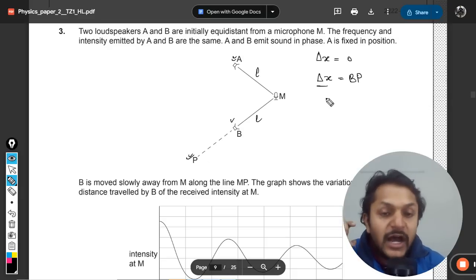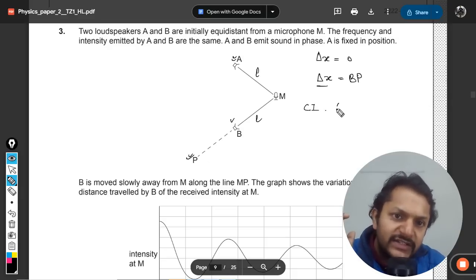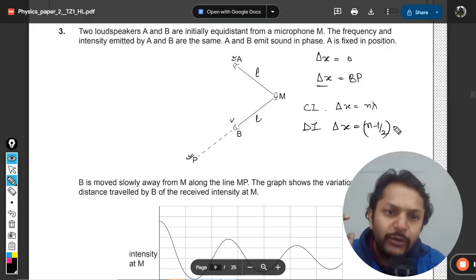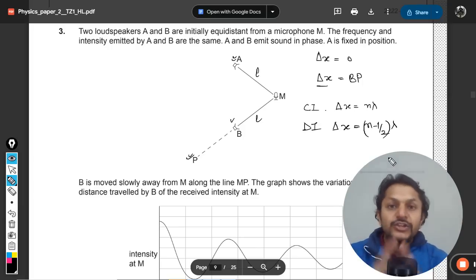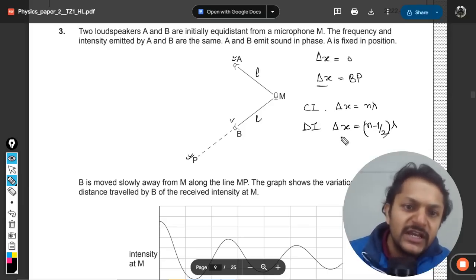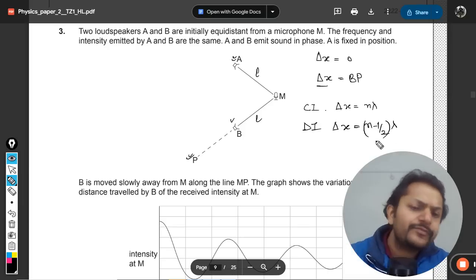Now, for constructive interference, delta x is given by n lambda, and for destructive interference, delta x also has a value. I will be explaining this formula. Please don't get confused, because this formula is not given in the data booklet. It is completely different from that. So don't get confused, I will explain it. So delta x is equal to this.